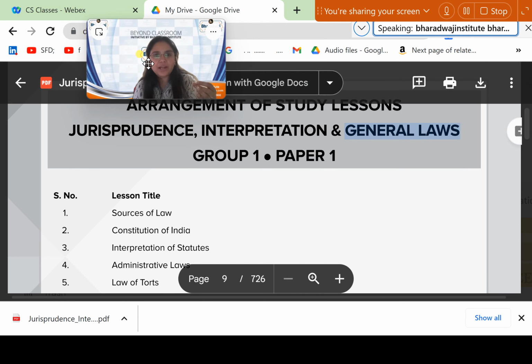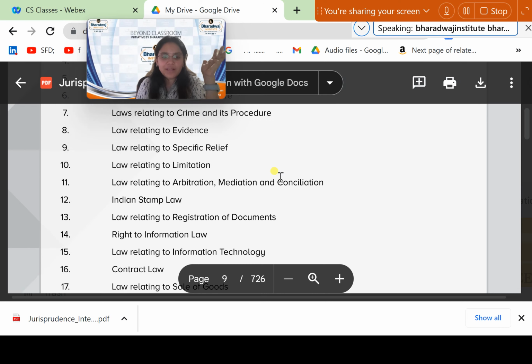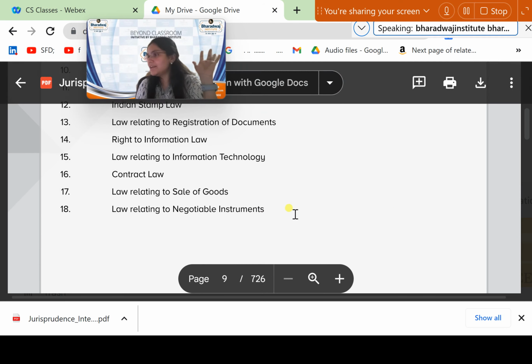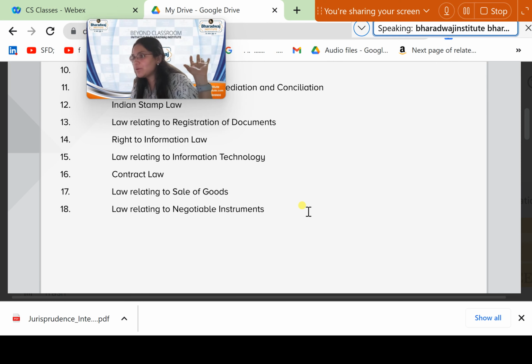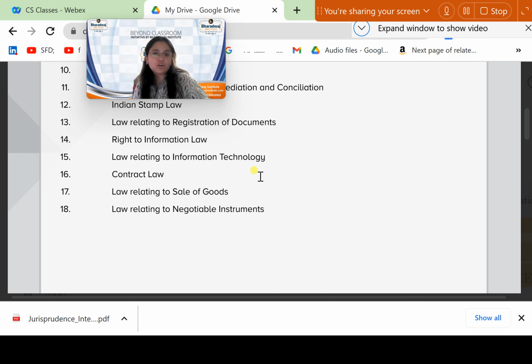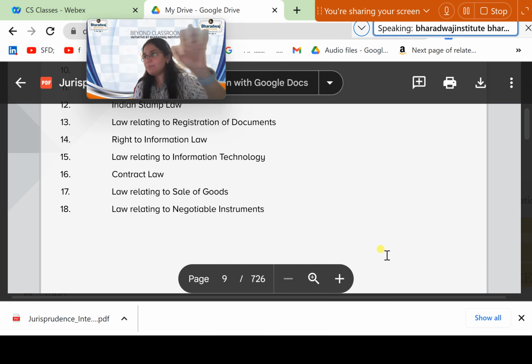Constitution, administrative laws, torts, civil, criminal, evidence act, right to information, and then arbitration and conciliation, stamp act, registration act, and then your contract act, negotiable instrument act, and the third one is sale of goods act. All of this will come under the general law segment. Is the syllabus overview clear to everybody? That's it from the introduction part on what the JIGL paper is all about.